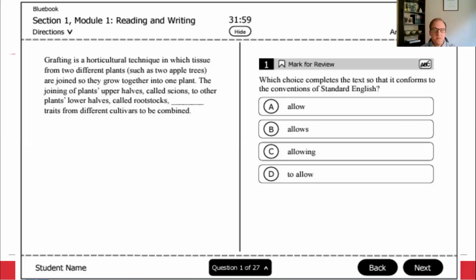So that's the basics of what you'll see. And this is all via the Blue Book app, which you have to download. Many of you would take this either on a computer provided by the school or just on your own laptop or device.